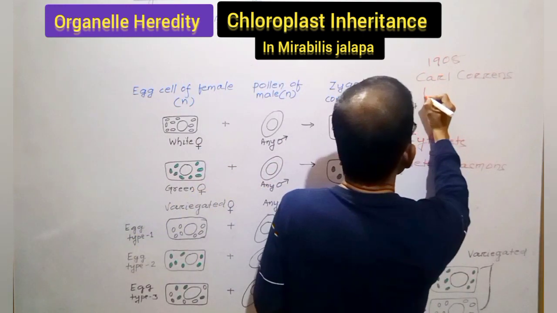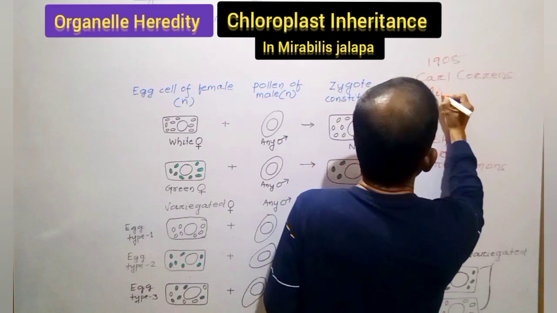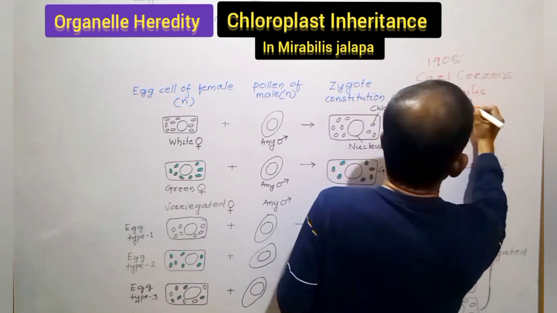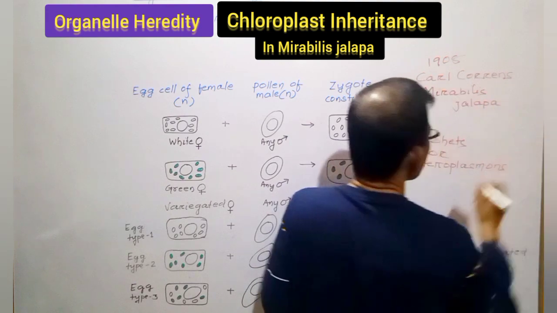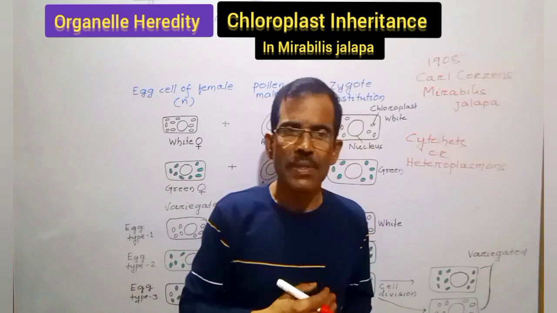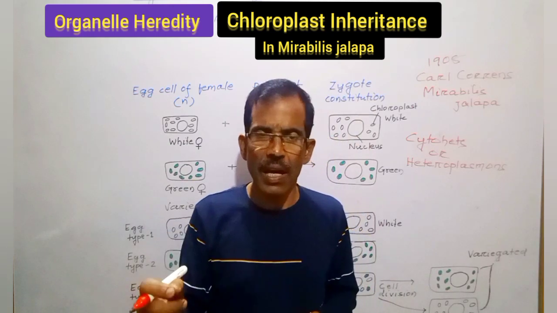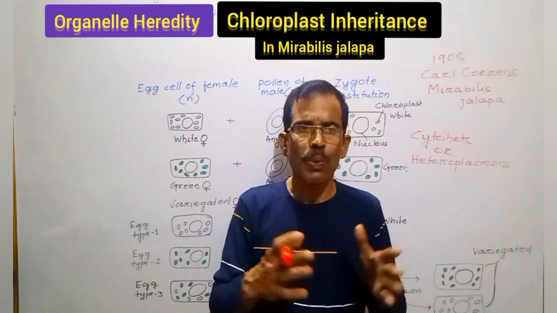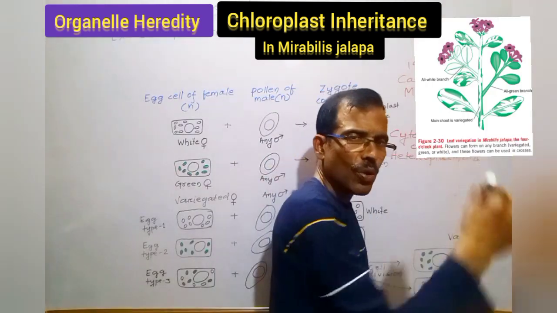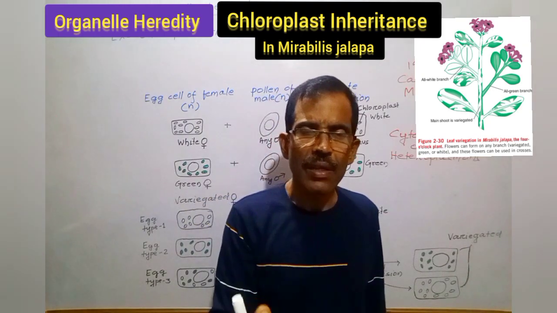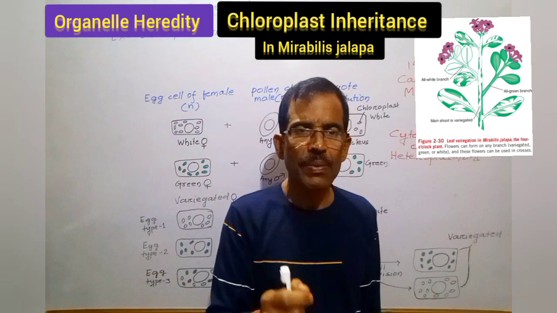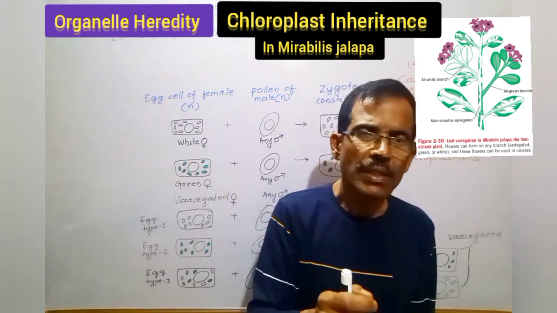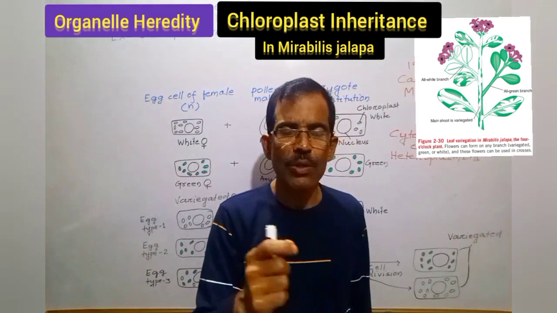He discovered a variety of Mirabilis jalapa, commonly known as four o'clock plants, in which some branches have white leaves, some have green leaves, and others have variegated leaves. These plants are useful to demonstrate cytoplasmic segregation. This figure shows a variegated four o'clock plant in which some branches have green leaves, some have white leaves, and others have variegated leaves.